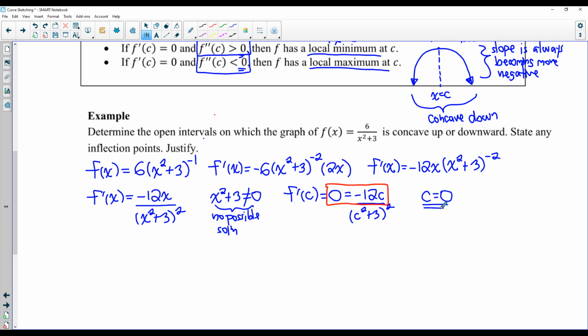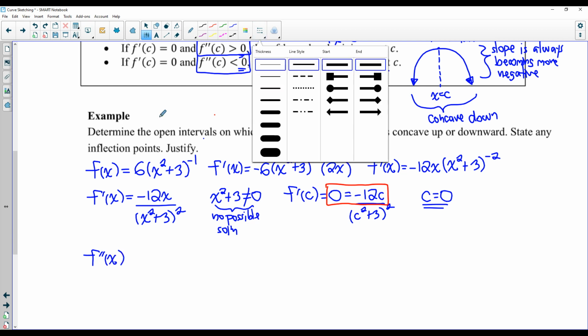Okay, now I need to figure out what the second derivative is. Again, the whole idea is we're trying to figure out where the graph is concave up or concave down, and then we're trying to figure out the inflection points. So we'll go ahead and do this now. So we'll figure out f double prime of x. This is going to be a bit ugly to do.